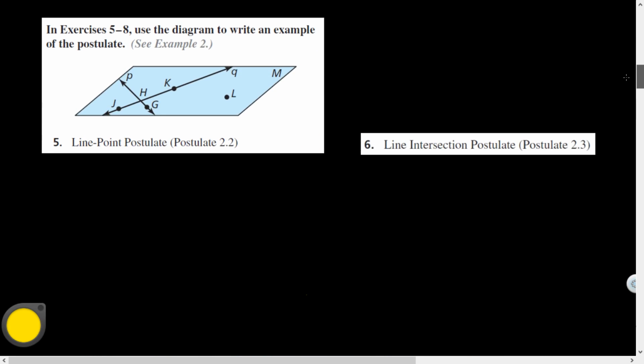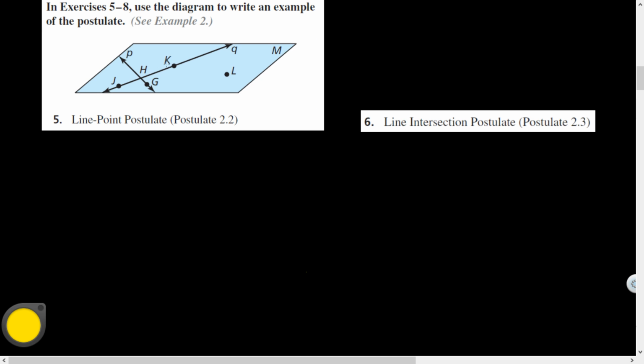All right, so for the line point postulate, I would maybe say that points J and K, I think those are good ones, are on line Q. You also could say that line Q contains points J and K. Something to that effect.